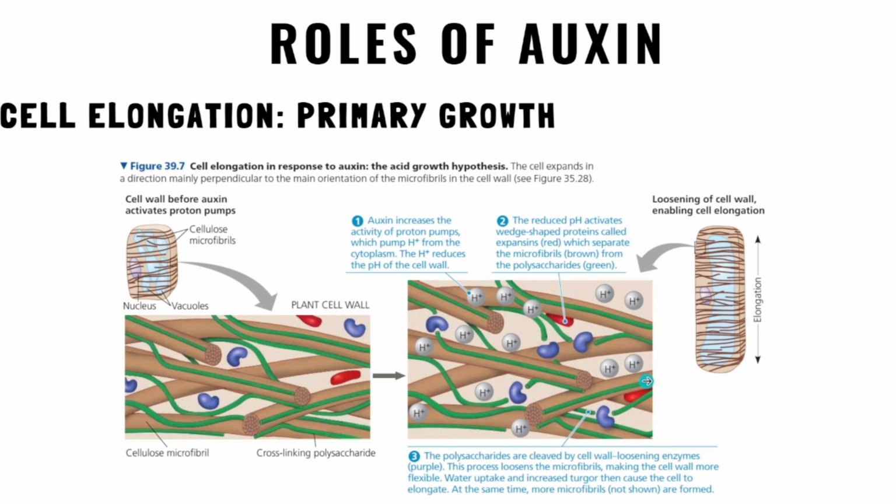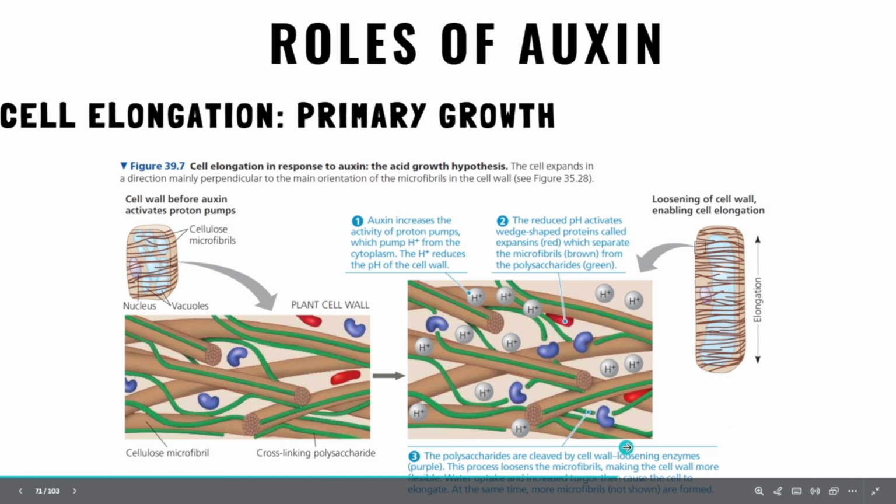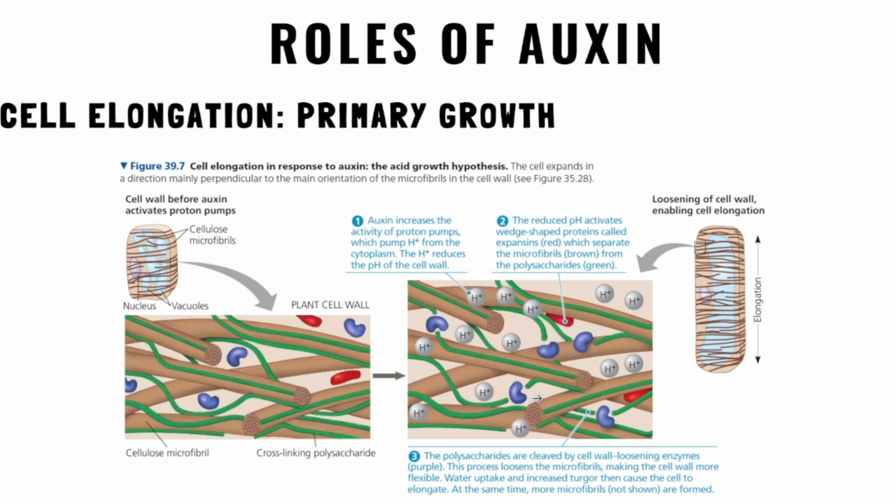And these polysaccharides are cleaved by the cell wall loosening enzyme. The cell wall loosening enzyme is the purple color one, meaning that it will cut the polysaccharide. Normally the plant polysaccharide is cellulose. This process will loosen up the microfibrils, making the cell wall more flexible. Water uptake and increased turgor pressure will cause the cell to elongate. At the same time, more microfibrils are formed.